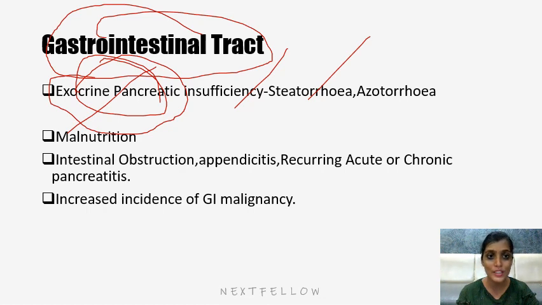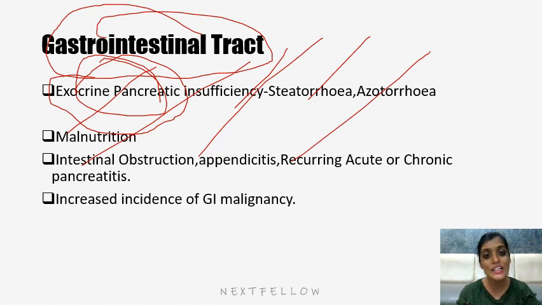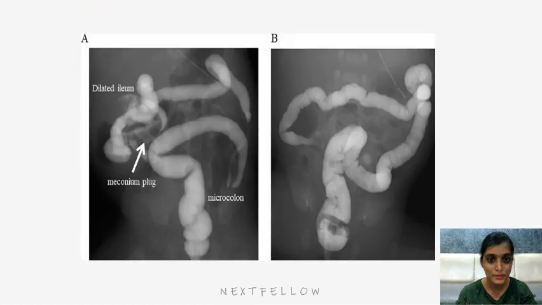As I've told you, the mucus plug formation will block the intestine, so it will cause intestinal obstruction, appendicitis, and recurrent acute or chronic pancreatitis. Increased incidence of GI malignancy is seen in patients of cystic fibrosis. Right, so this is a meconium plug obstructing the colon, mostly at the ileocecal junction. This is the dilated ileum which you can see, and the colon shows microcolon due to the obstruction.